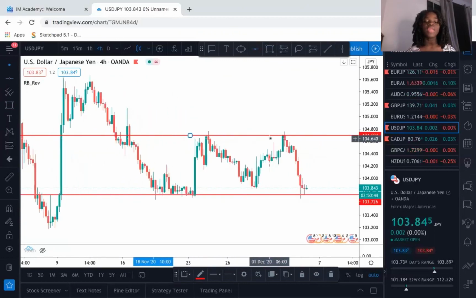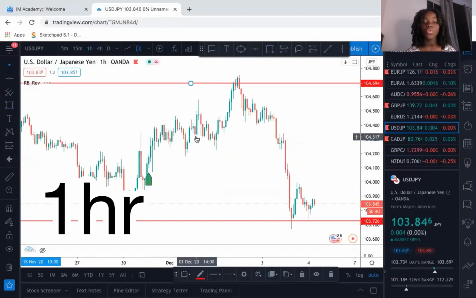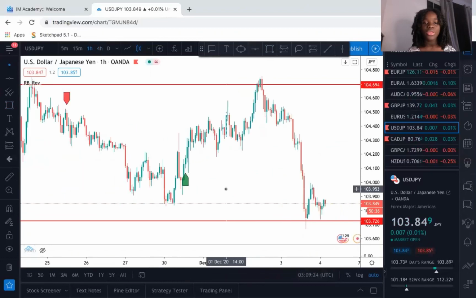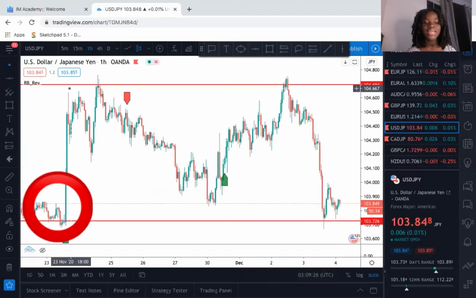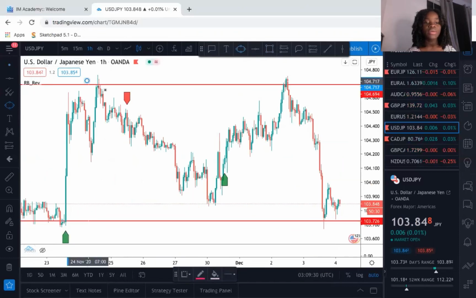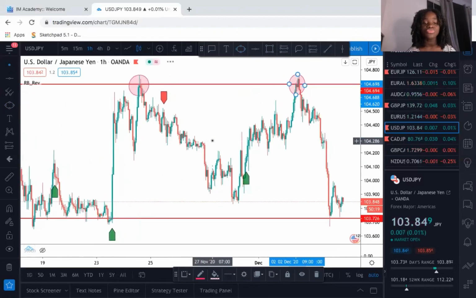Now that we've established that, we're going to go on the smaller time frame, 1 hour. So what do we notice on the 1 hour? We notice that the market touches in similar areas. It went up, it touched here, and it dropped. Then it went back up and touched here again. So basically it did what it already did. I'm telling you guys, the market just repeats itself.